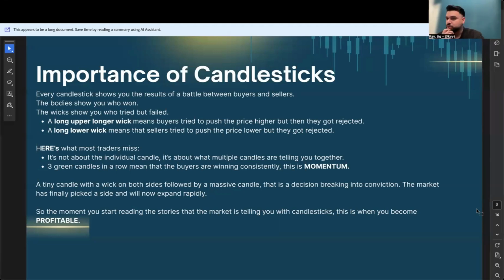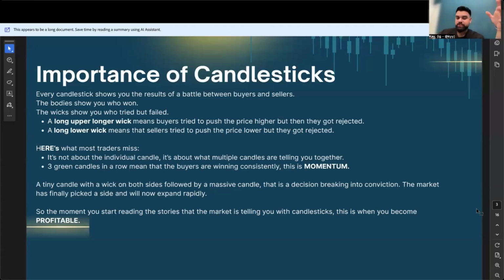Like at least two to three. Yeah, that is very important. A tiny candle with a wick on both sides formed by a massive candle. That is a decision breaking into conviction. Okay, the market has finally picked a side and now will expand rapidly. That's basically what it means.